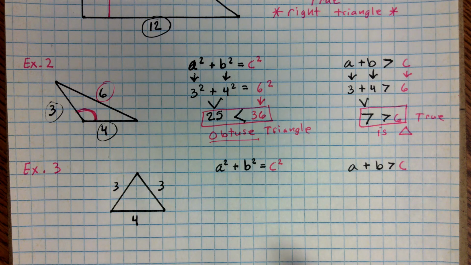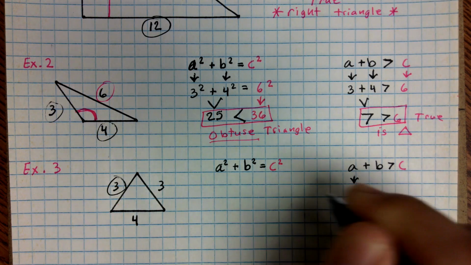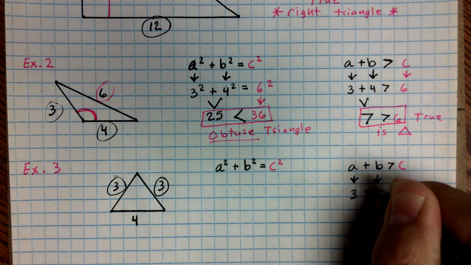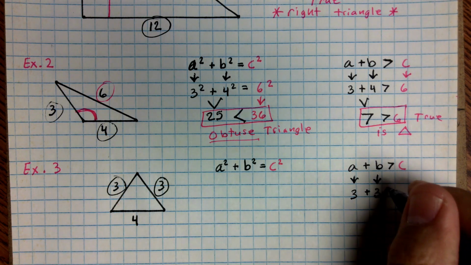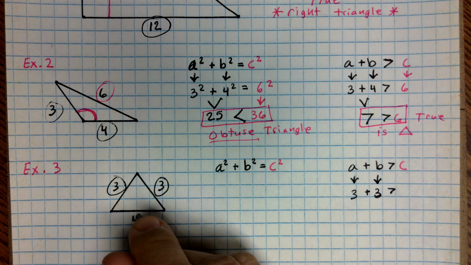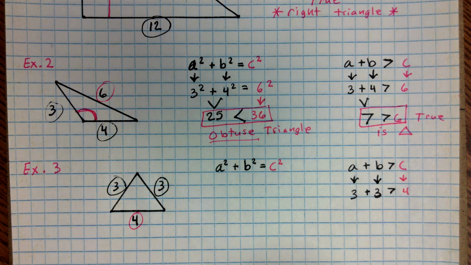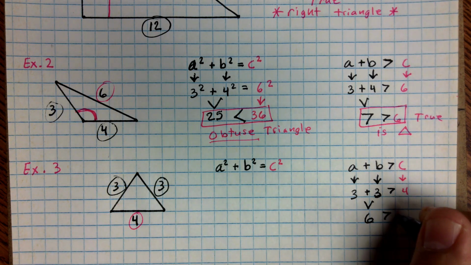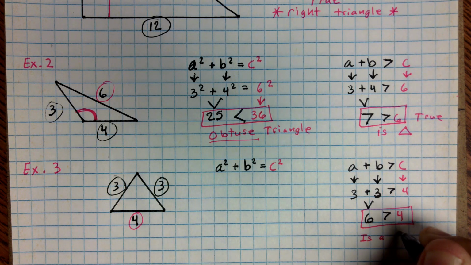So let's try this next one now. On this next one, we're first going to test and see, is this a triangle? So we have 3. So for A, I'm going to replace it with a 3. And we have another 3, so that's the other leg. I'm going to replace B with that 3. And this should all be greater than C if it is a real triangle, right? And C is just the largest side. So for C, I'm going to put the 4. And 3 plus 3 is 6 if I add them together. So I got 6 is greater than 4. So therefore this is a triangle.